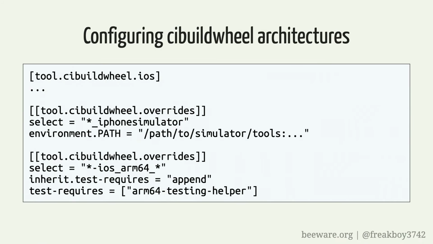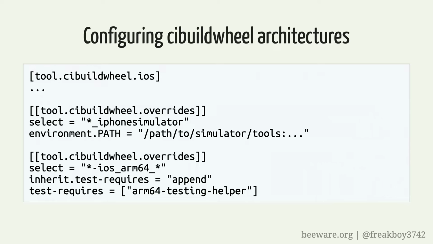The complexity of architectures on mobile platforms means there's sometimes a need for architecture-specific configuration. cibuildwheel can do that using the overrides configuration syntax. Overrides lets you define a pattern of build targets to match, and then replace or augment settings when that pattern matches. So, for example, you could specify, as we have here, that when targeting any iOS simulator, the build should redefine PATH in the build environment.